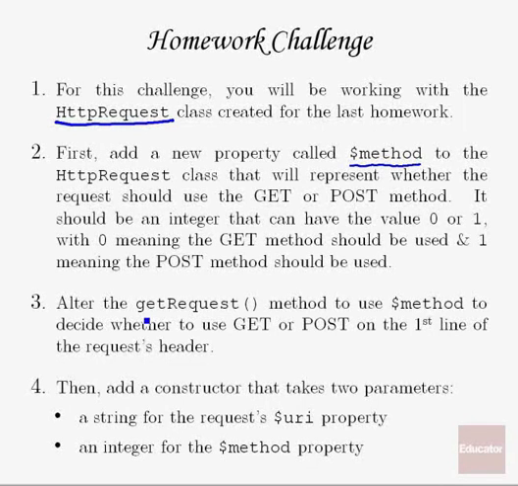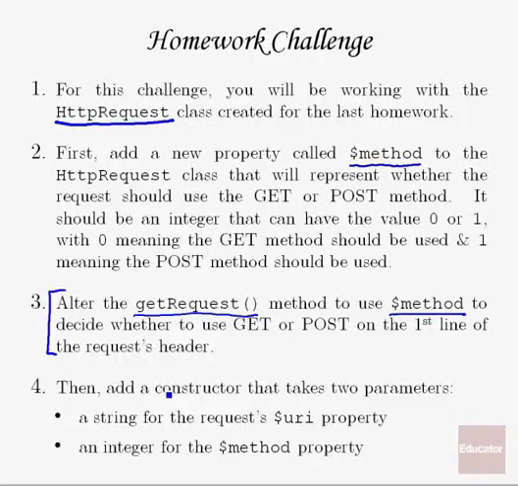Then what I want you to do is alter the GET request method so that when it outputs that first line of the HTTP request, for example, GET /index.html HTTP/1.1, it's going to test the value of this method property, and if it's a 0, it's going to use the GET method. It's going to output GET /index.html. If it's a 1, it's going to use the POST method. It's going to say POST /index.html. So update the GET request method.